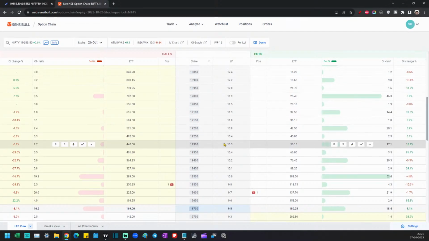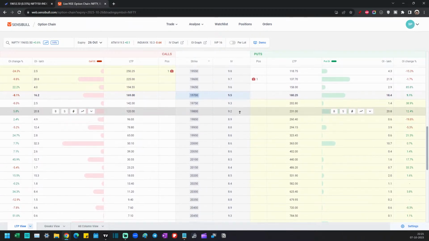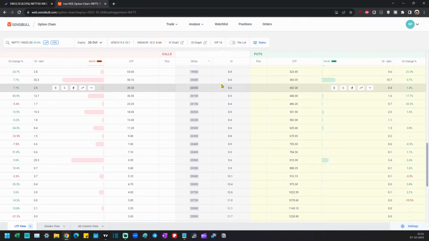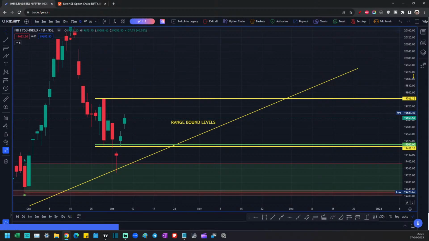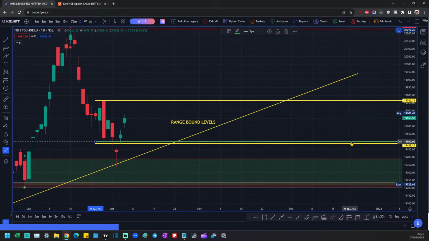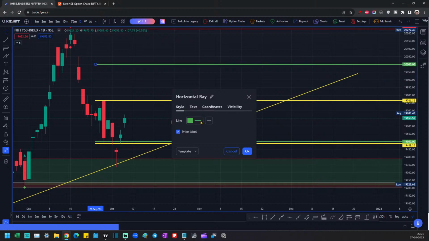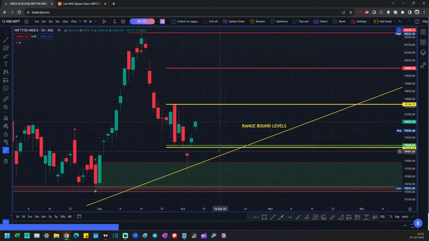Now, if I look at the call side data, the strongest OI call writing is happening at 20,000. So now what is the market range for this October? The market range is probably from 19,500 to 20,000. So the institutions are expecting that the market is going to be within this range, 19,500 to 20,000.